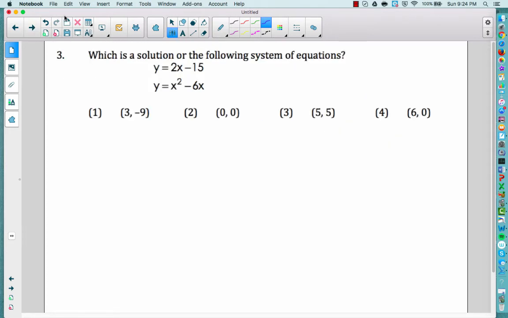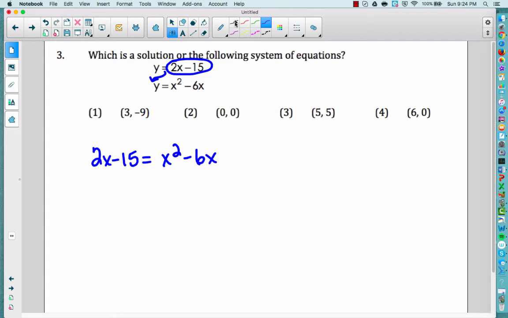All right, so multiple choice question given, which is the solution of the following system of equations? Okay, they're both in y equals form. So I'm going to take 2x minus 15. I'm going to plug it in for y in the other equation. So 2x minus 15 equals x squared minus 6x.